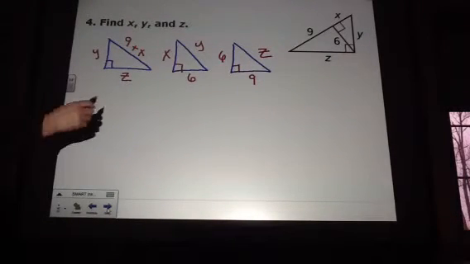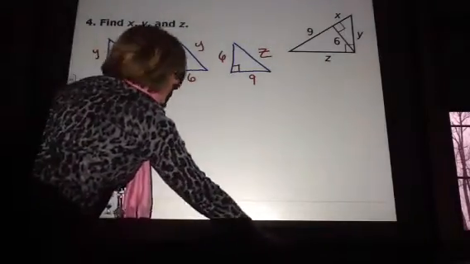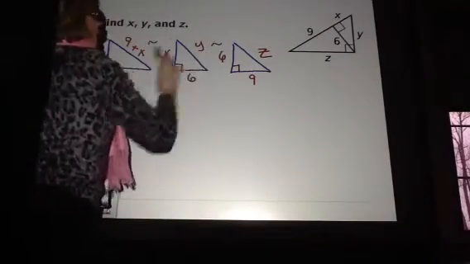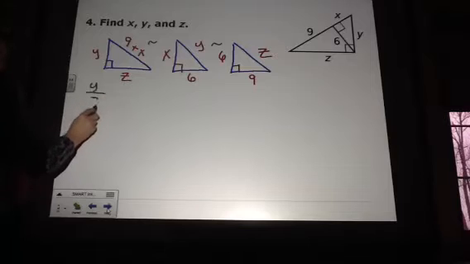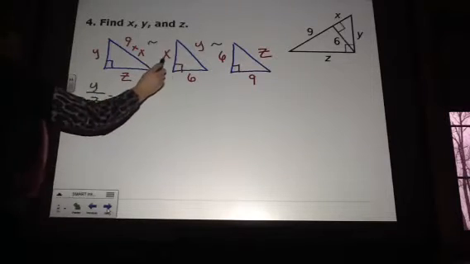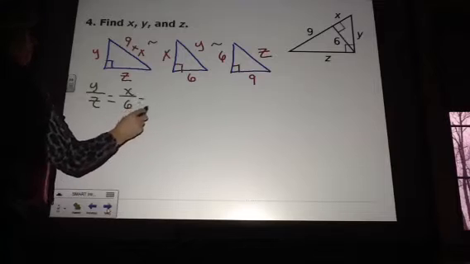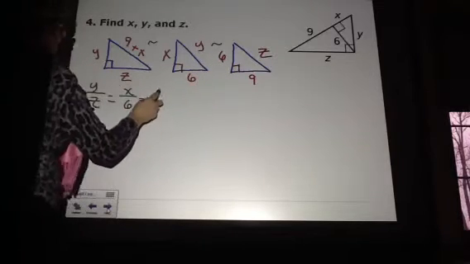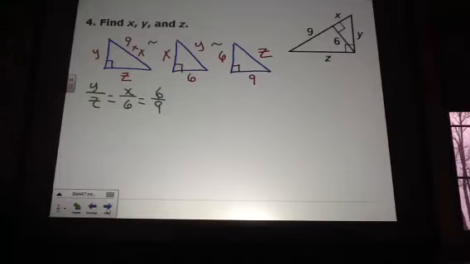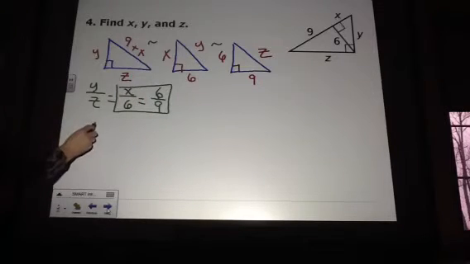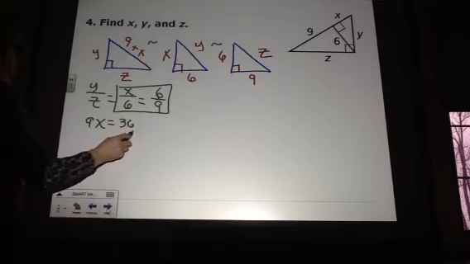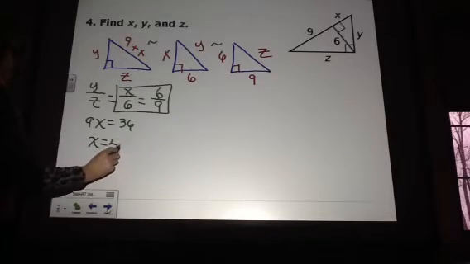Okay, we already know that these three triangles are similar. So let's set up some proportions. I'm going to do y over z corresponds with x over 6, which corresponds with 6 over 9. Okay, looking at this proportion, what can I solve for? I can solve for x. Do your cross product. 9 times x equals 36, therefore x equals 4.